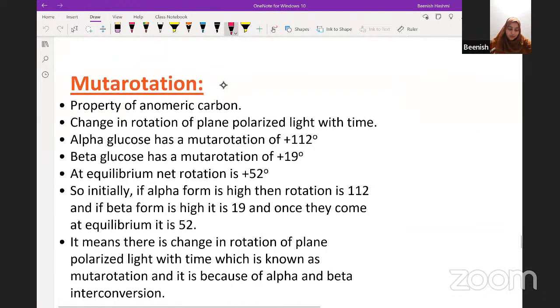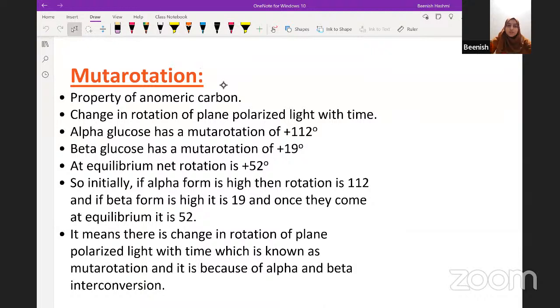Now let's talk about mutarotation. Mutarotation is the property of the anomeric carbon, that is C1. It is a change in rotation of plane polarized light with time. So with time, you can notice a change in the rotation of plane polarized light. Alpha glucose has a rotation of 112 degrees and beta glucose has a rotation of 19 degrees, whereas at equilibrium, there is a net rotation of 52 degrees.